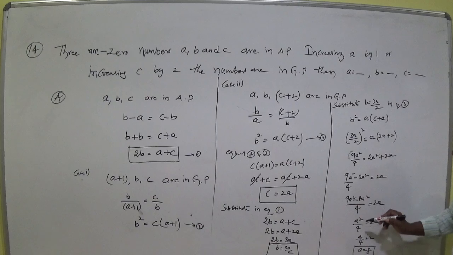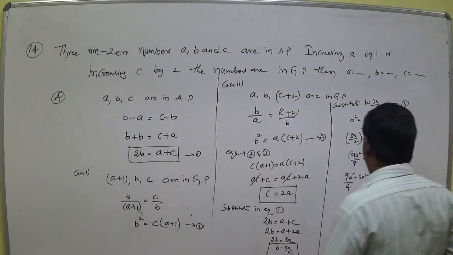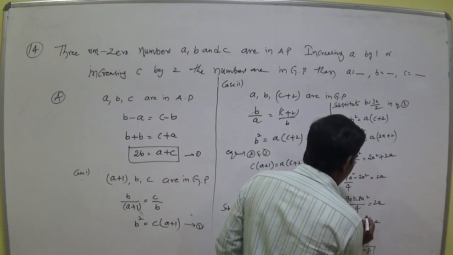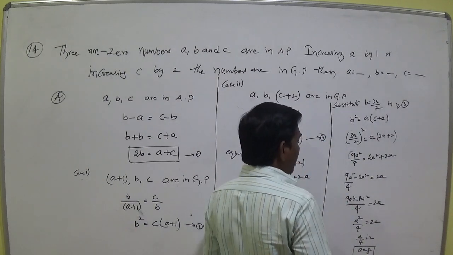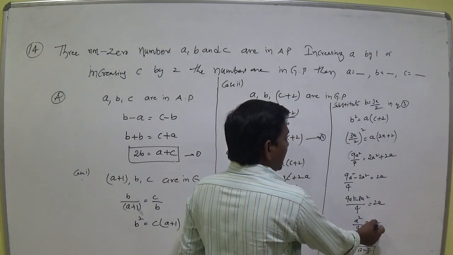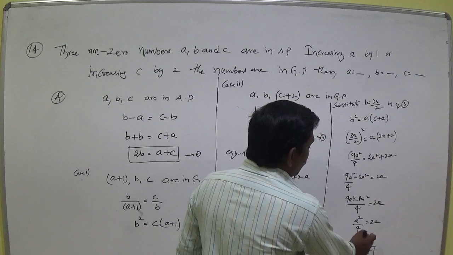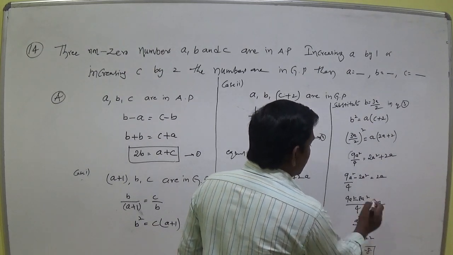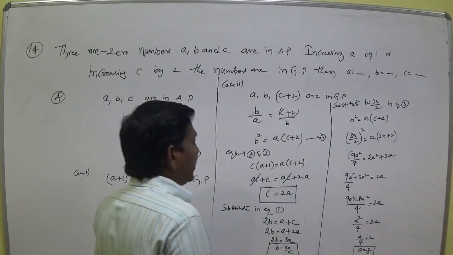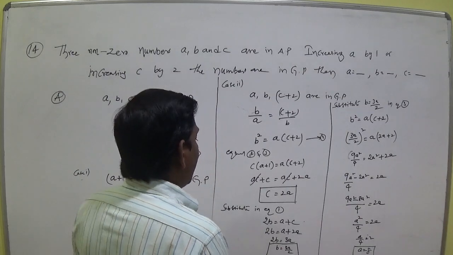So by the simplification, A square by 4 equal to A. A cancelling A square one time, and A by 4 equal to 2, and A equal to 8. Finally we got A equal to 8.